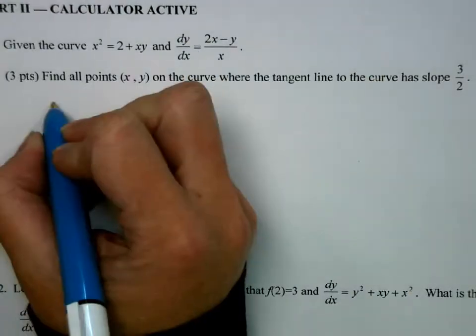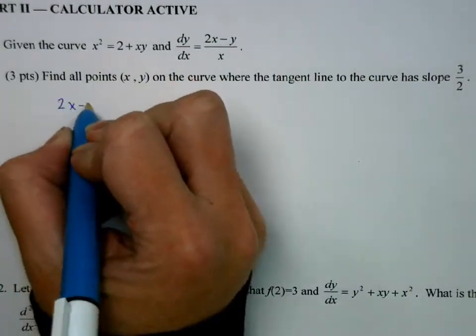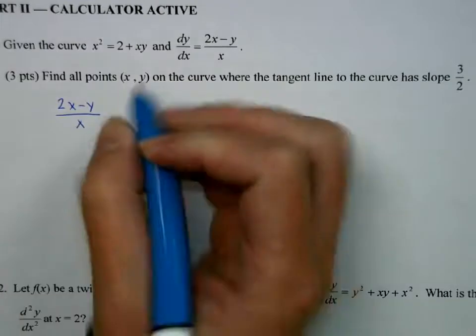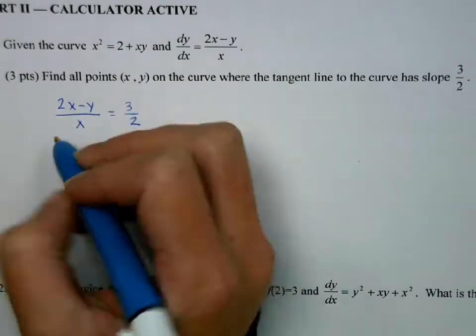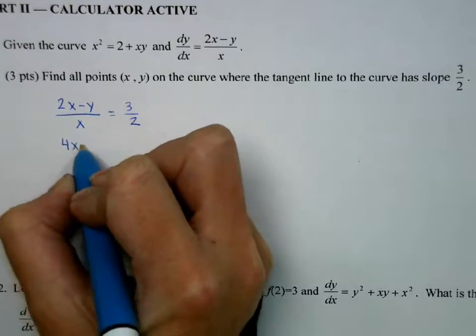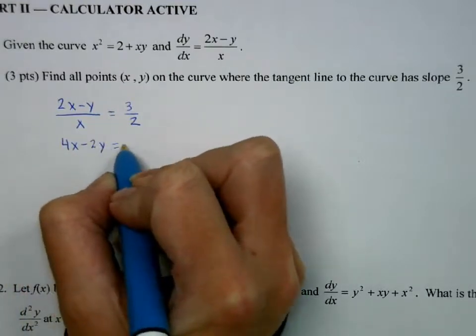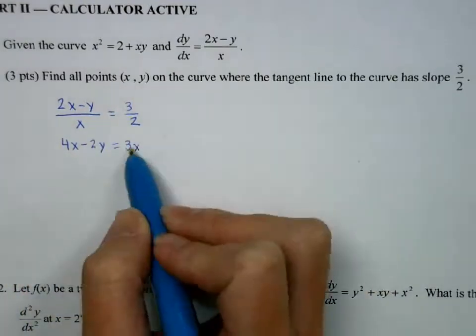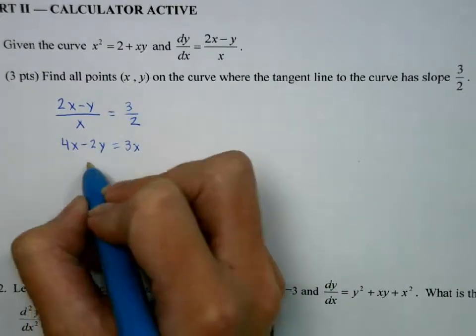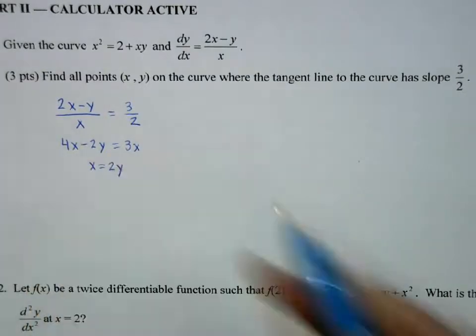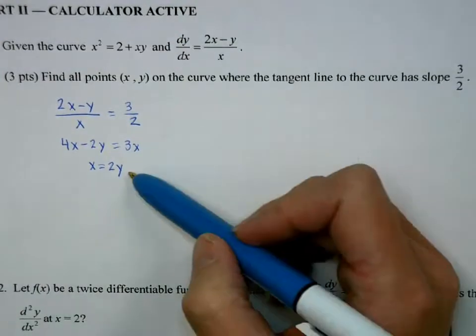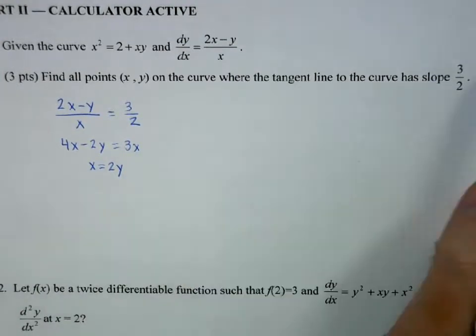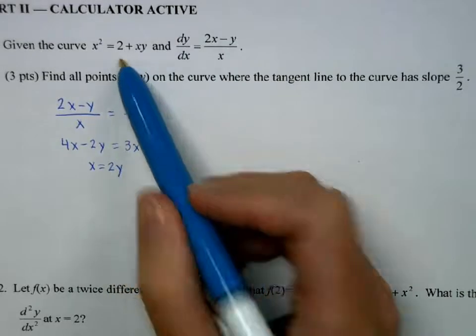Well, dy dx is the slope. So we want (2x minus y) over x to equal 3 over 2. I'm going to cross multiply: 4x minus 2y equals 3x. So subtract 3x and add 2y, and we find that x equals 2y. Anything that satisfies this equation is going to have a slope of 3 halves, but it's going to have to be on this curve.